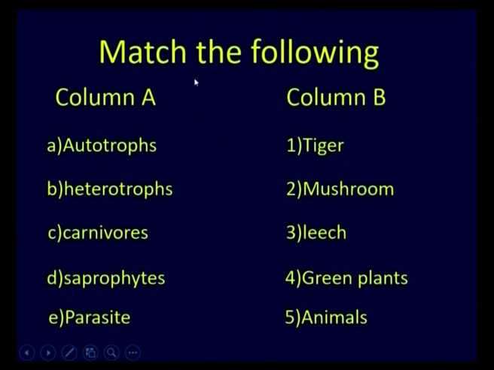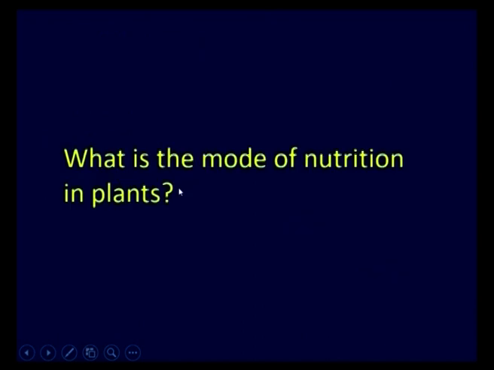Next, match the following. If you see column A, here I am giving A autotrophs, B heterotrophs, C carnivores, D saprophytes, and here parasites. In column B, the first one is a tiger, the second one is a mushroom, the third one is a leech, the fourth one is a green plant, and the fifth one is an animal. You have to match which belong to autotroph and which belong to heterotroph. That is your work. It is very easy for you.